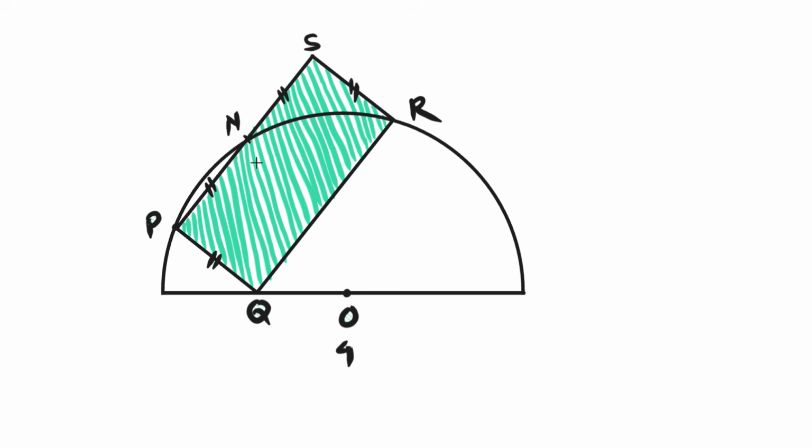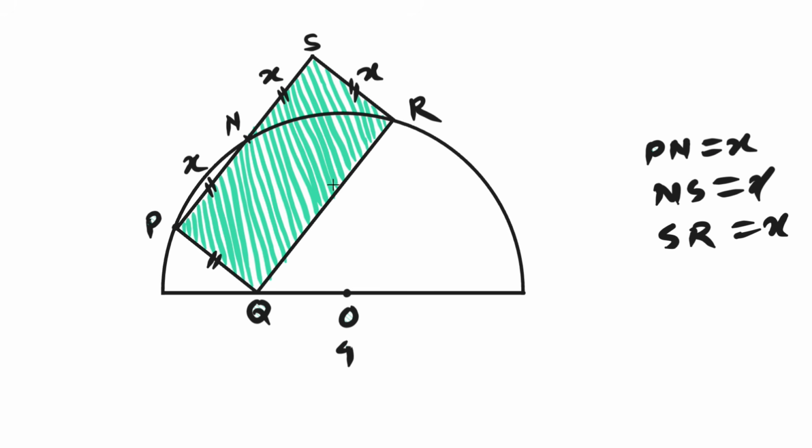So let's introduce one variable to represent those equal lengths. Since PN equals NS equals SR, I'll call each of them x. Therefore, PN equals x, NS equals x, and SR equals x.